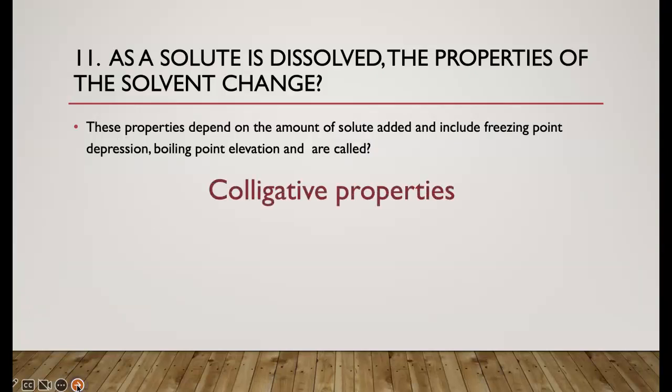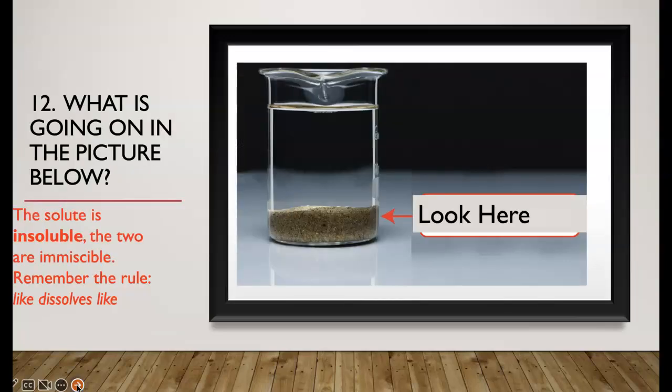And you need to be familiar with these colligative properties. You need to know what they are, like boiling point elevation, freezing point depression, and vapor pressure reduction. Hopefully you were thinking that the solute is insoluble. The two liquids are immiscible. They must be different types of solutions, polar or nonpolar.